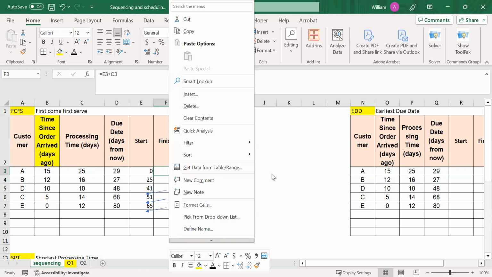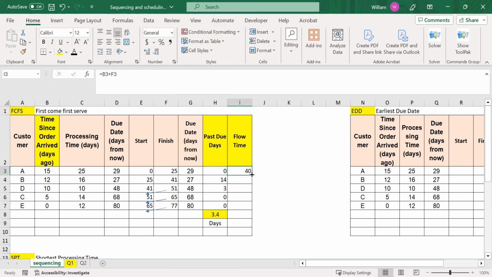Okay. And you can repeat this for the next customer. The formula stays the same, so I'll drag this down. Okay. And I see here that it's the final customer whose job is going to spend the longest amount of time. It's going to spend 77 days before we're done with customer E's project.